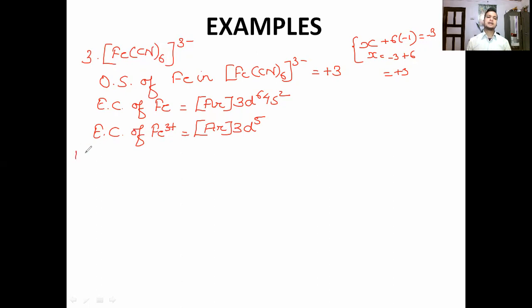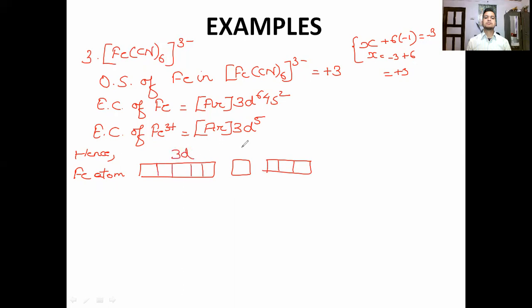Once we are done with that, we'll just draw the electronic configuration. So it will be the Fe atom. What will be the configuration of the Fe atom? We know that first it will be 3d, then 4s, then 4p. Let me draw that: 3d, 4s, 4p. Now it is 3d6, so 1, 2, 3, 4, 5, and 6, and 4s2. Very clear. Same way again.